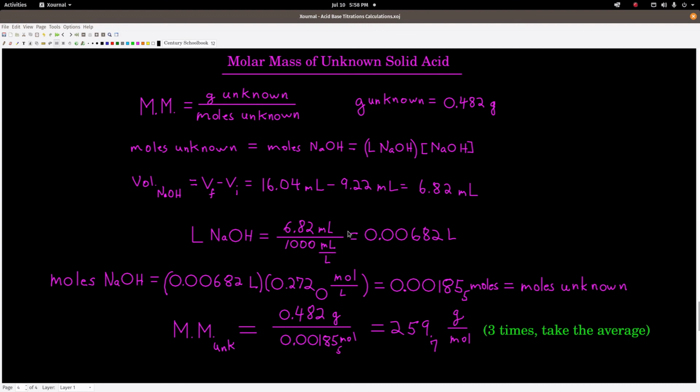So to get the moles of sodium hydroxide added at the equivalence point, I take the volume added of sodium hydroxide solution in liters times the average molarity from the standardization portion, and that gave me this many moles of sodium hydroxide, which is equal to moles of unknown, again because it's a monoprotic acid. And so we know the moles, and we weighed it, so we know the grams. To get the molar mass, we just take the grams, divide by the moles, and we get about 260 grams per mole. With my numbers, you're going to get different numbers. And once more, you're going to do this 3 times and take the average. And that's all there is to it.